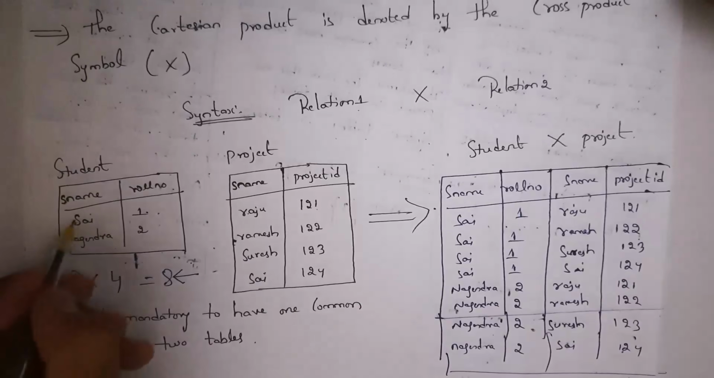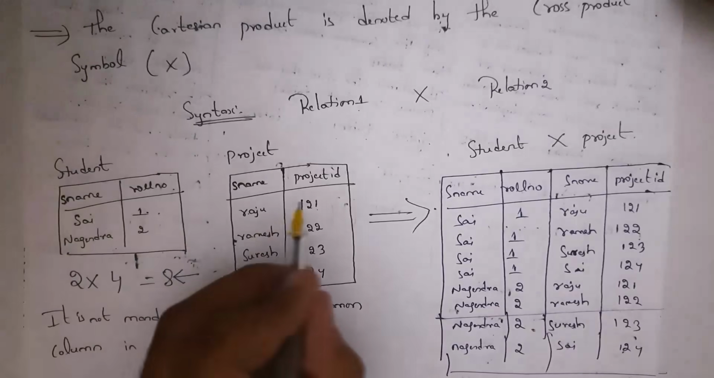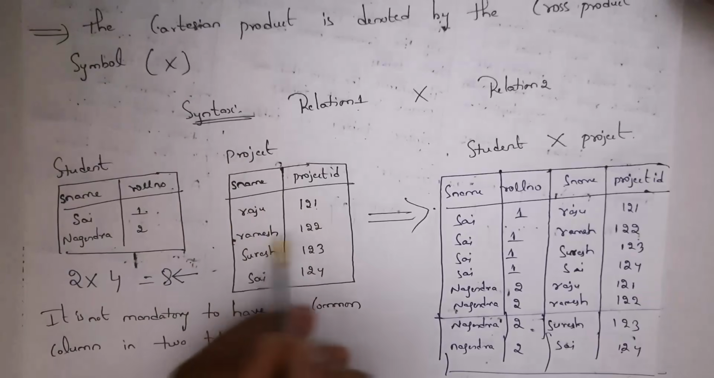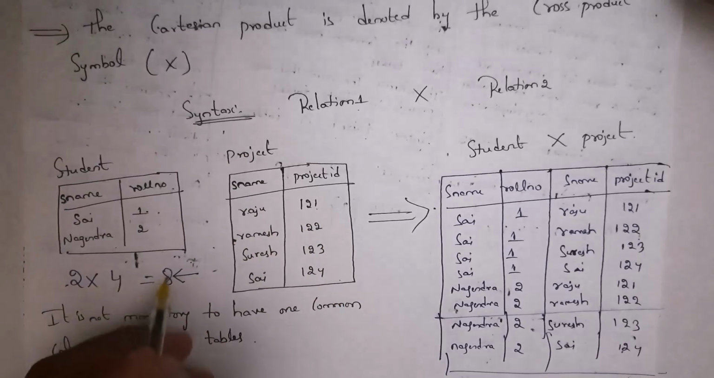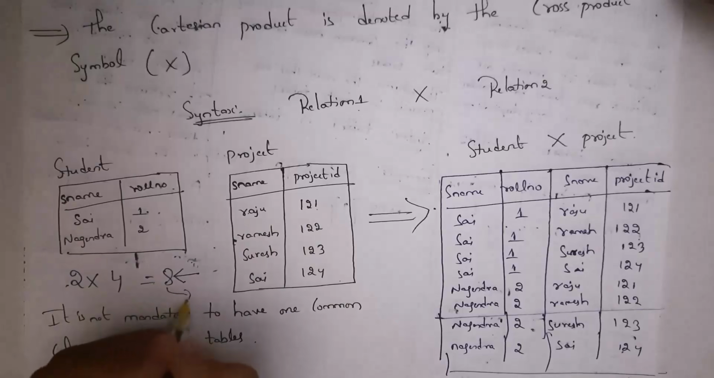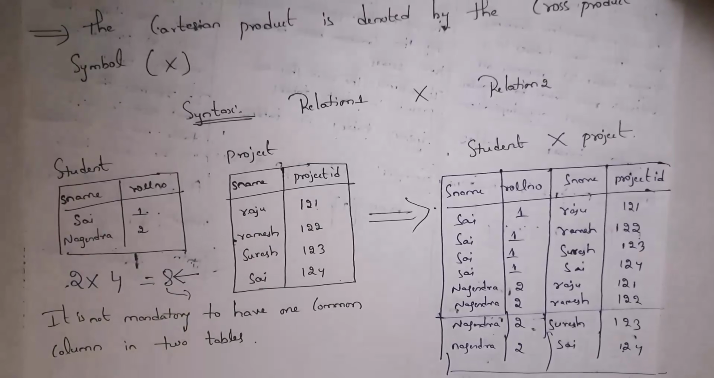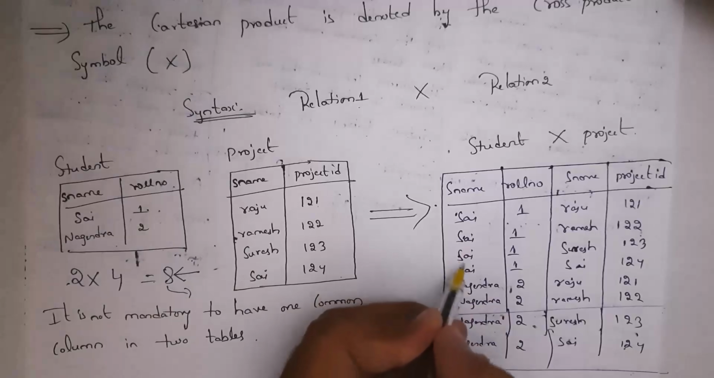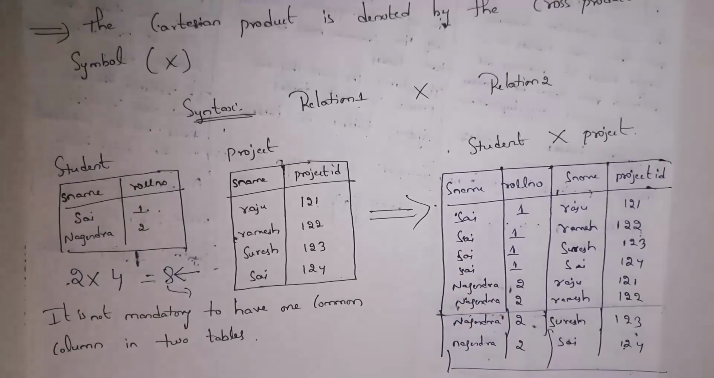Here first table contains two records 1, 2 and similarly second table contains four records 1, 2, 3, 4. So 2 into 4 equal to 8. So new table should contain total 8 records. We'll check whether there are 8 records or not. 1, 2, 3, 4, 5, 6, 7, 8. Total there are 8 records. This is known as Cartesian product.